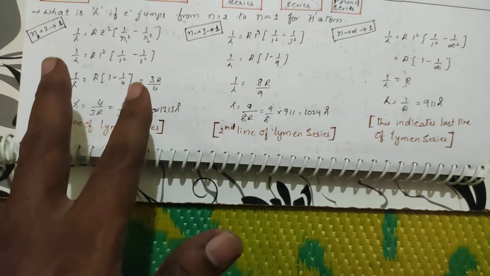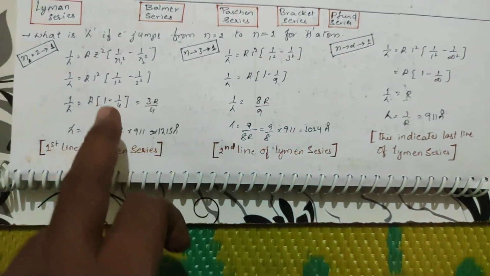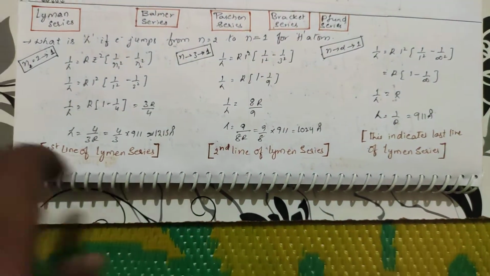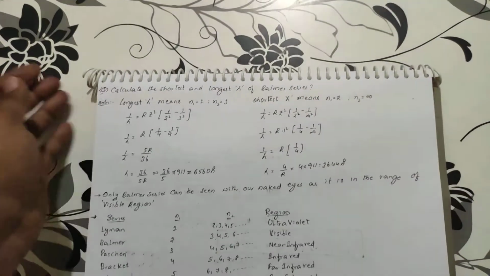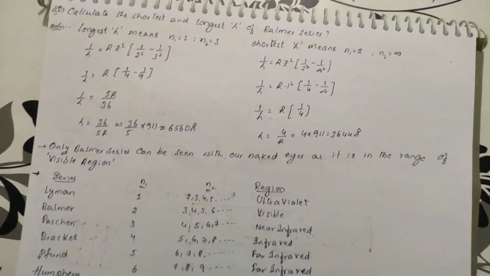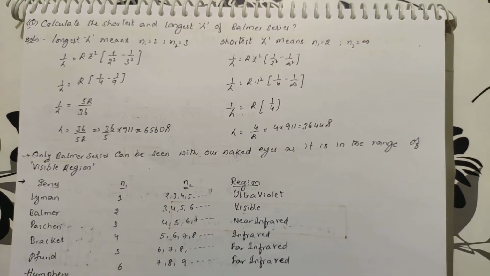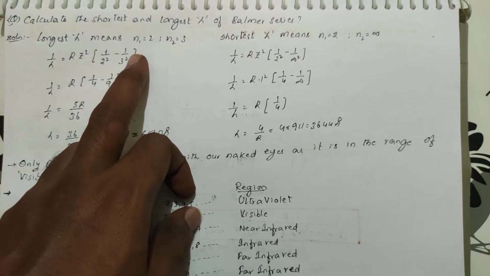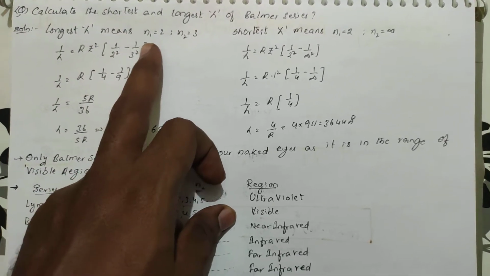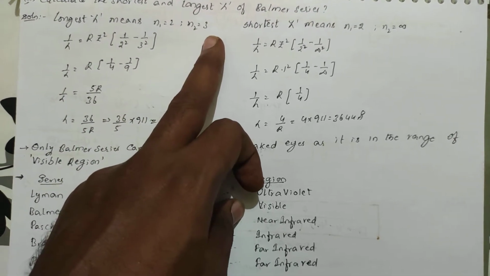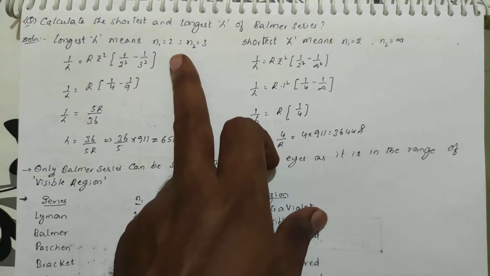So try to calculate for the Balmer series, first line, second line, as well as the infinity. I have already done that, so check over this. Calculate the shortest and longest wavelength of the Balmer series. Longest wavelength means shortest transition, so n1 is equal to 2, n2 is equal to 3, because for the Balmer series, the least one is 2 itself.